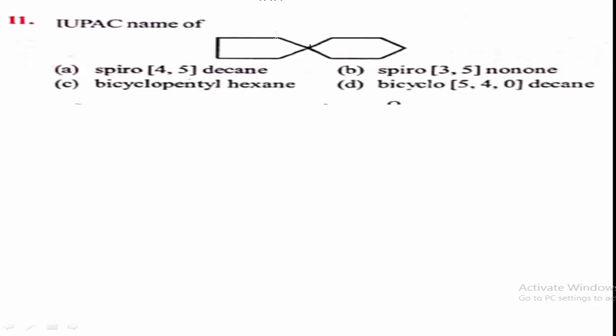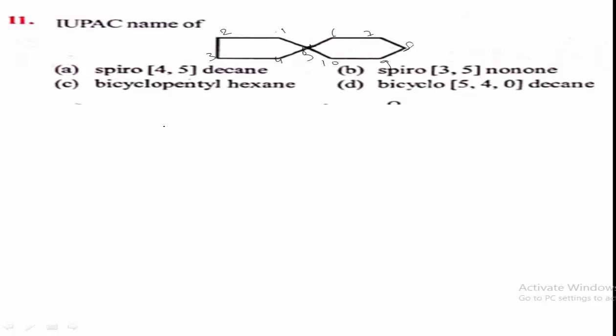Okay, the given compound. Here I take the big structure. Okay, sorry, I take the numbering from this carbon atom here. 1, 2, 3, 4, this one is 5, this one is 6, 7, 8, 9, 10. Or you can start the numbering from this side also.